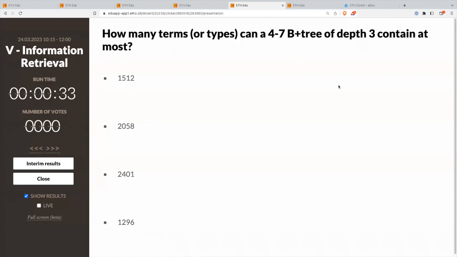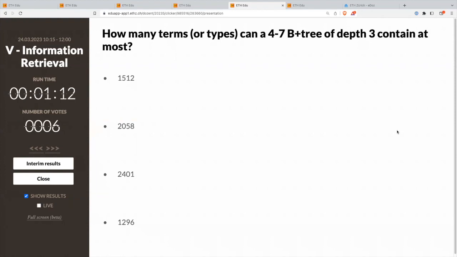So it means between 4 and 7 children. Which means between 3 and 6 values or keys, you can actually call them keys or values depending on the context, but basically the terms that you have on each node between 3 and 6. Considering that the root can have less than 4 children. How many terms at most can a 4-7 B plus tree of depth 3 contain?